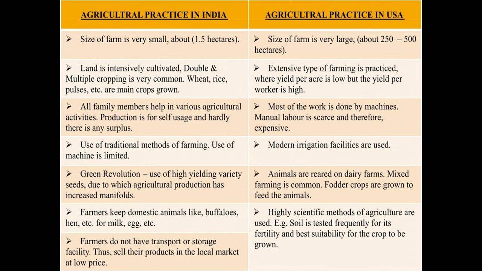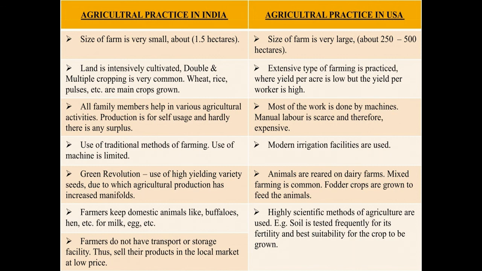On the other hand, we find that the American farms are very large in size. Farms are highly mechanized. Most of the work on the farm is done with the help of machines like seed drills, combine harvesters, tractors, threshers, etc. Farmers use high yielding variety of seeds, and the agriculture is basically commercial in nature. Farmers grow crops to sell in the market.